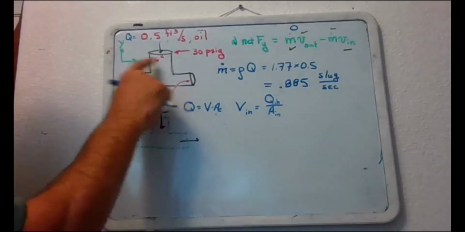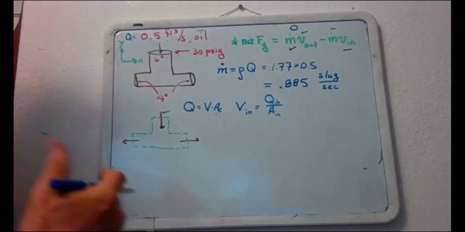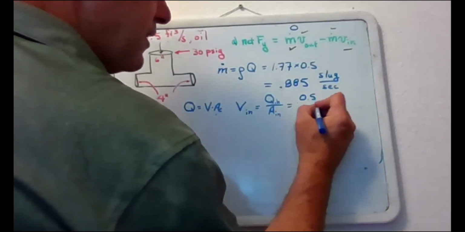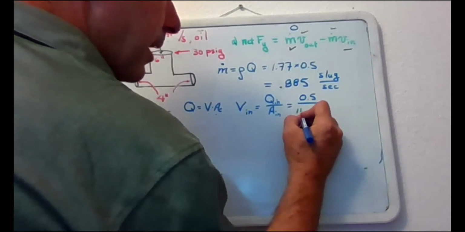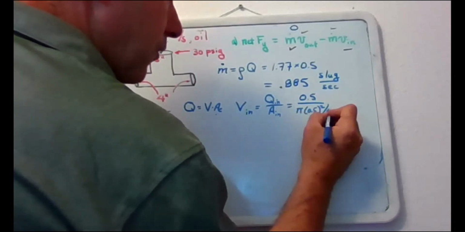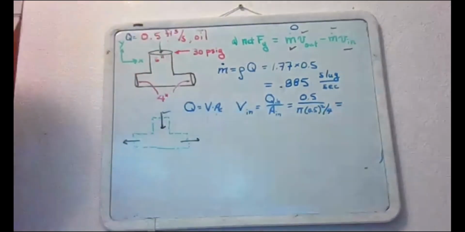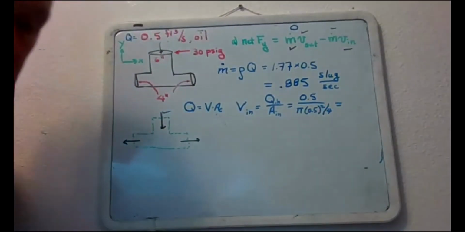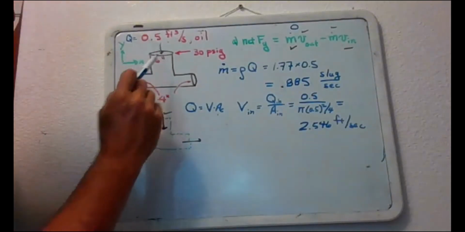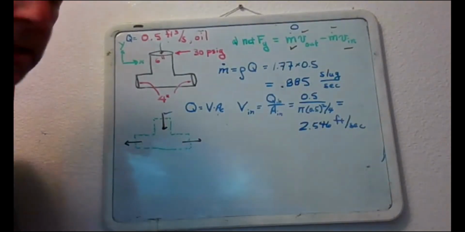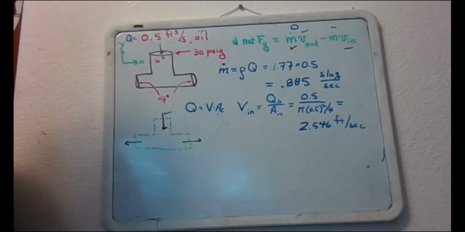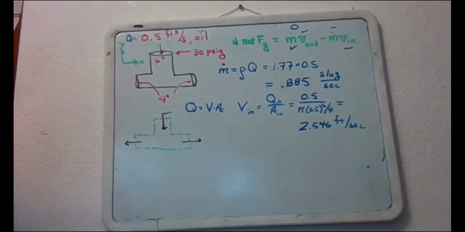We would like to convert this diameter to feet. 6 inches is a half foot. So getting the numbers up there, we're going to have 0.5 feet cubed per second divided by pi times 0.5 feet squared all over 4. And we'll crank our way through that and see how that turns out. Okay, so the speed at the inlet is 2.546 feet per second. These numbers are turning out a little bit more reasonably than my previous example. All right, trying to finish it off.